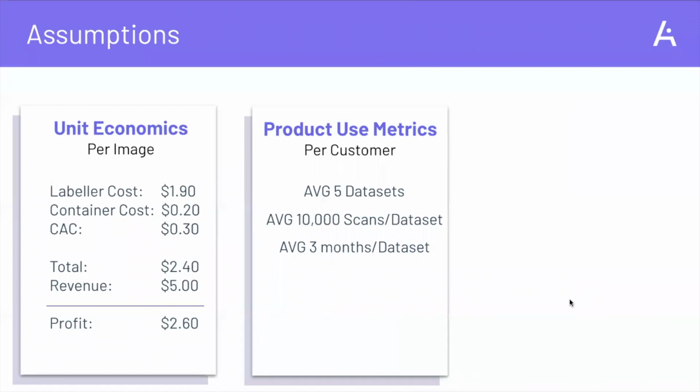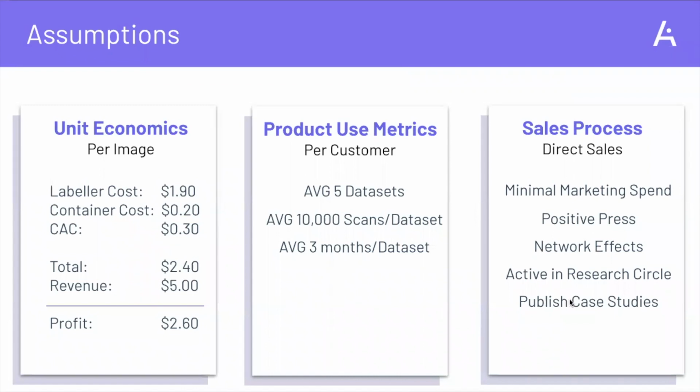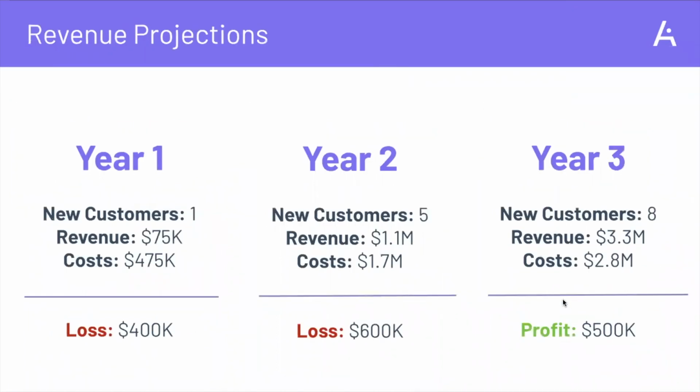we should be able to keep a customer for at least a year. We're also predicting a fairly minimum marketing spend, given that we're going to be doing direct sales by staying active in the research circle and publishing case studies. Given all that, we think we should be profitable by year 3, with those profits increasing year over year as our predictive labeling algorithms begin to outstrip the need for manual labelers.